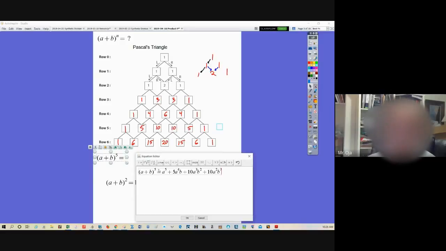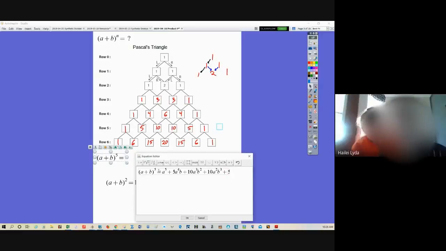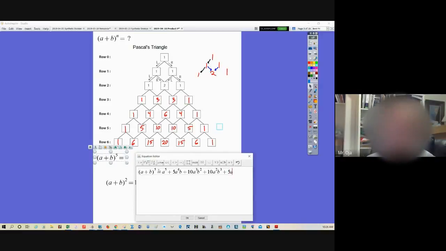Okay, we'll just finish this though, because I want to make sure you get the last part. Then I'm going to do a different kind of problem. Plus what's the coefficient? 5. A to what power? To the 1st, so I'll just write it as an a. Times b to what power? The 4th.